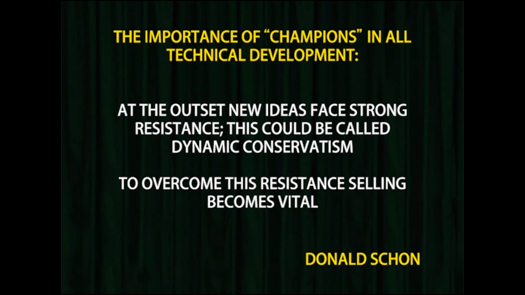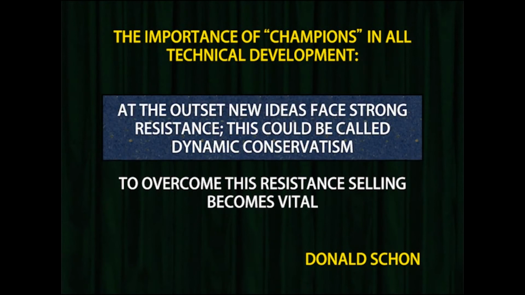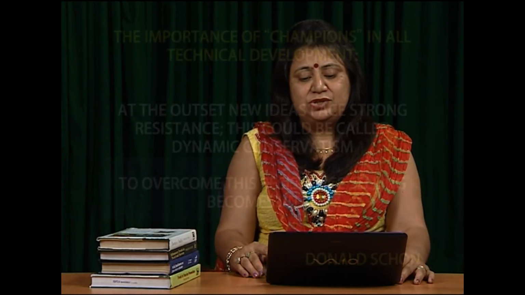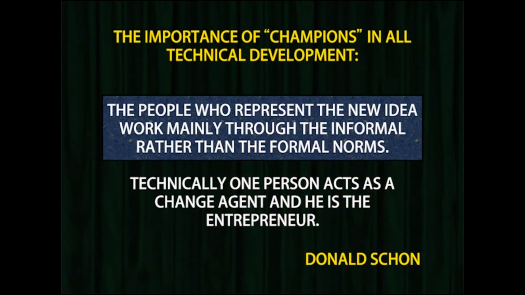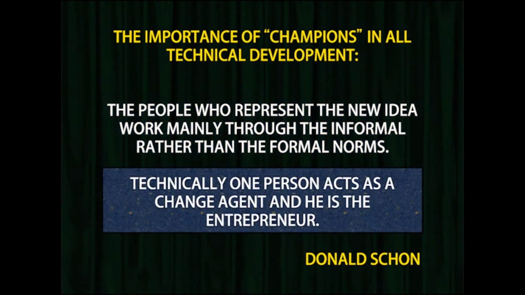According to Donald Cohn, the importance of entrepreneurs is like a champion, and they are the champions for technical development. At the outset of new ideas, society faces strong resistance. Whenever there is the outset of new ideas, the society is genuinely faced with a kind of resistance. To overcome the resistance, we need to become very important in terms of convincing people. So selling goods is important because you have to convince people. The people who represent the new idea work mainly through informal rather than formal norms. Technically, one person acts as a change agent, and he is the entrepreneur.